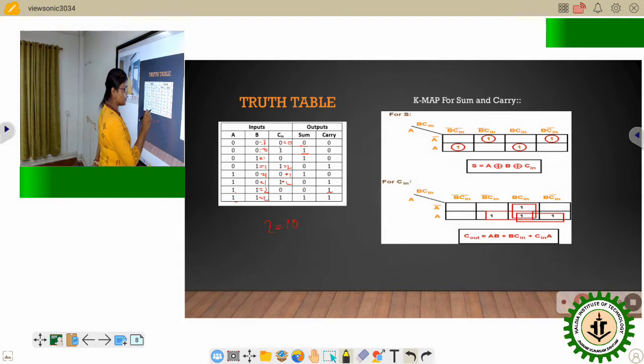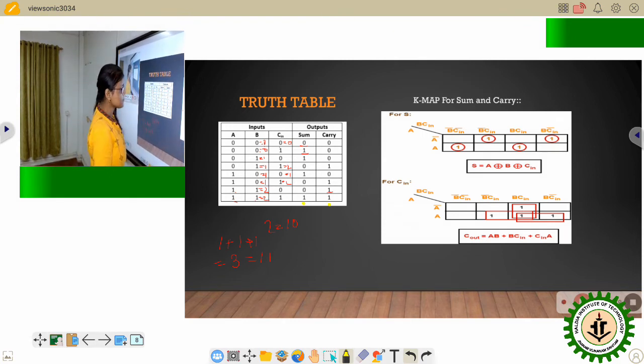Okay. In the case of 1 plus 1 plus 1, the answer will be 3, and the binary form of 3 is 1 1. So in that case we are getting carry as 1 and the sum is also 1.